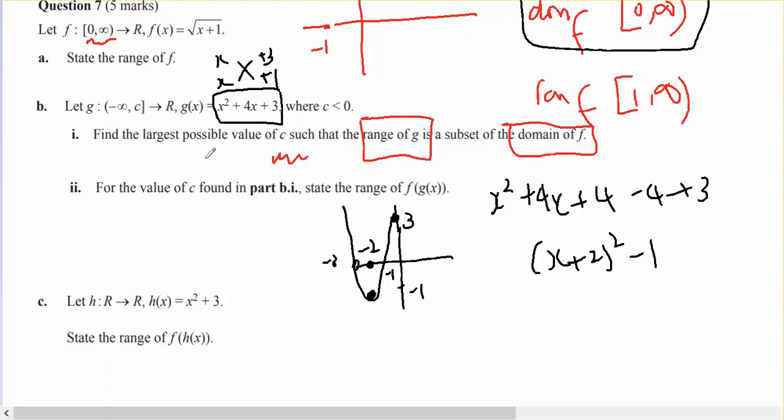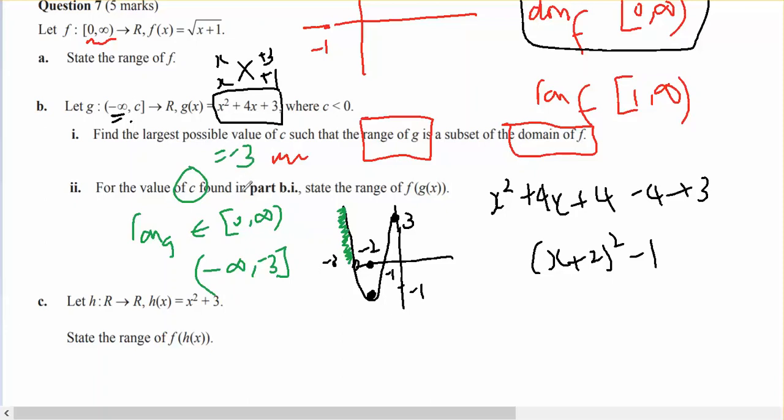So I want the range. This is going from -infinity up to c. I want the range. The range of this has to be a subset of 0 to infinity. So I want it to be up to and inclusive of this point here. Therefore, the domain has to be -infinity to -3, so that its range is 0 to infinity. So c equals -3.